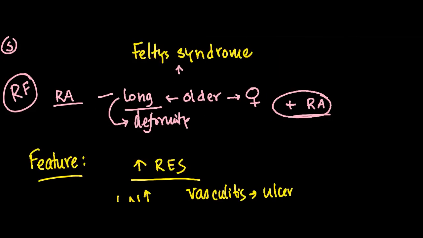If we summarize the findings, Felty syndrome is a complication of rheumatoid arthritis. What type of rheumatoid arthritis? The patients who are older, who had rheumatoid arthritis for a long time. So a female older patient who had RA for a long time that resulted in deformity, and the patient is also RF positive. Those are the risk factors.